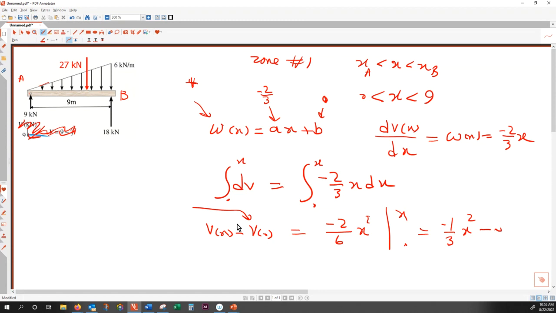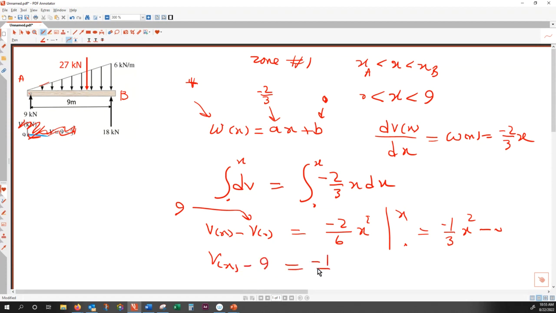What is confusing about it? What is the shear force at point A? Gabriel, what is shear force at A? Okay, that is 9 kilonewton. Thank you, Jack, for that. So I put this one at 9. That makes V of x minus 9.